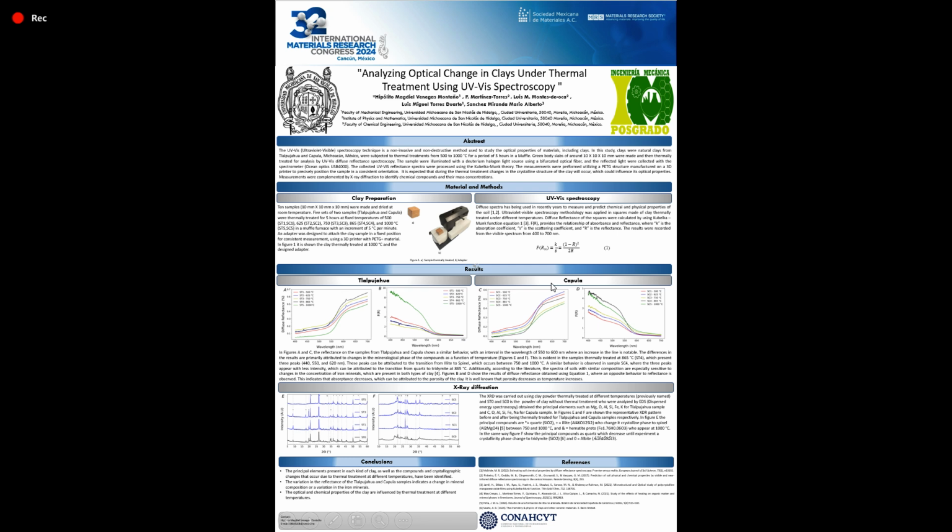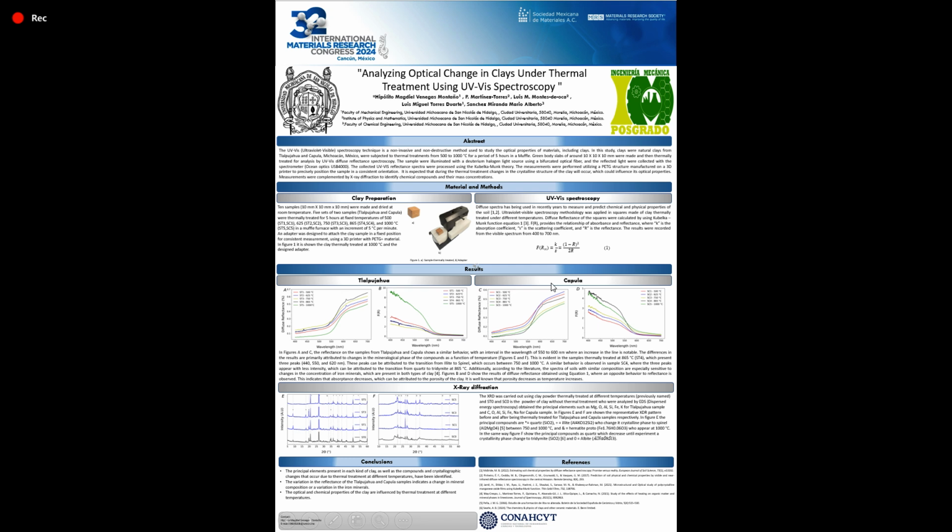We prepared green body slabs of clay, each measuring 10 by 10 by 10 millimeters. These samples were thermally treated at temperatures ranging from 500 to 1000 Celsius degrees. We used a deuterium halogen light source and a spectrometer to collect UV-Vis reflectance spectra. The Kubelka-Munk theory was applied to analyze these spectra.